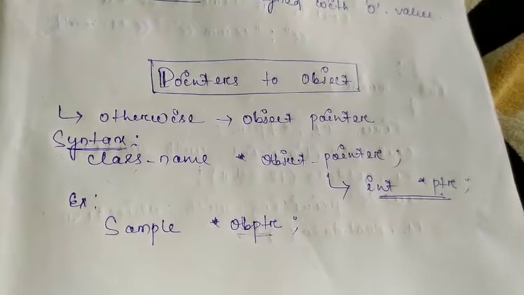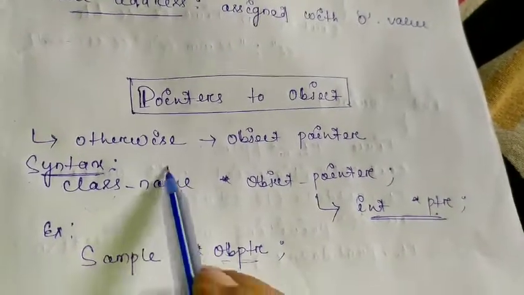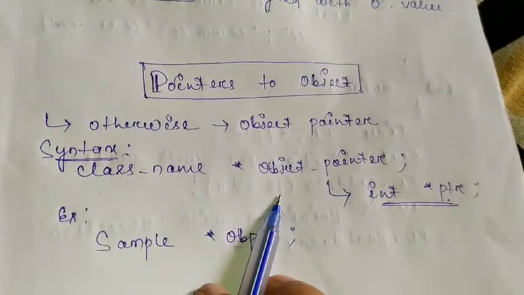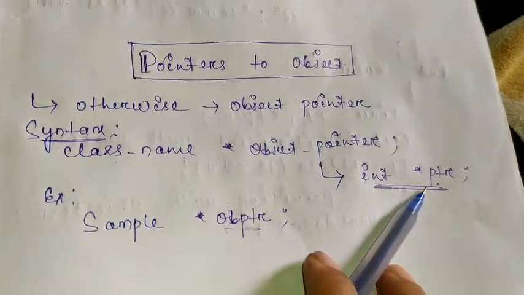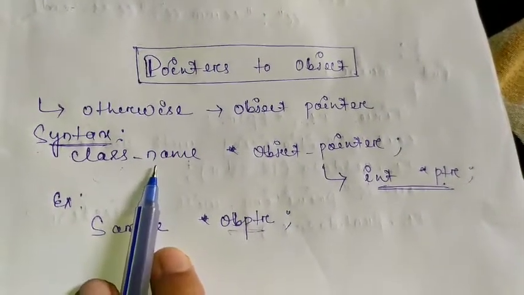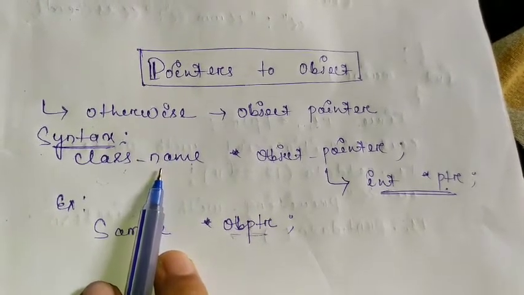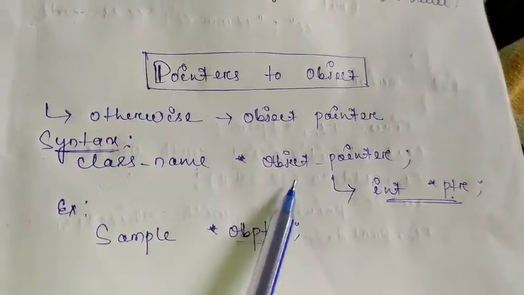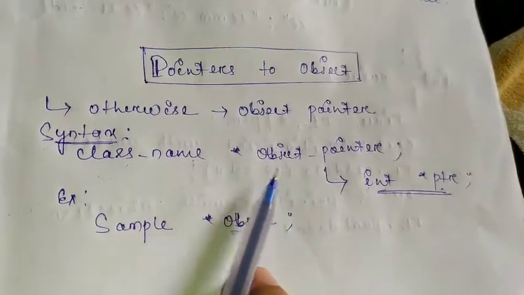Pointers to object is otherwise called an object pointer. That means we are creating an object which is of type pointer, or we are using a pointer which is of type class. Any variable that is of class type is known as an object, and here we are using the pointer concept, so it is called an object pointer. It is an object, and also it is a pointer.